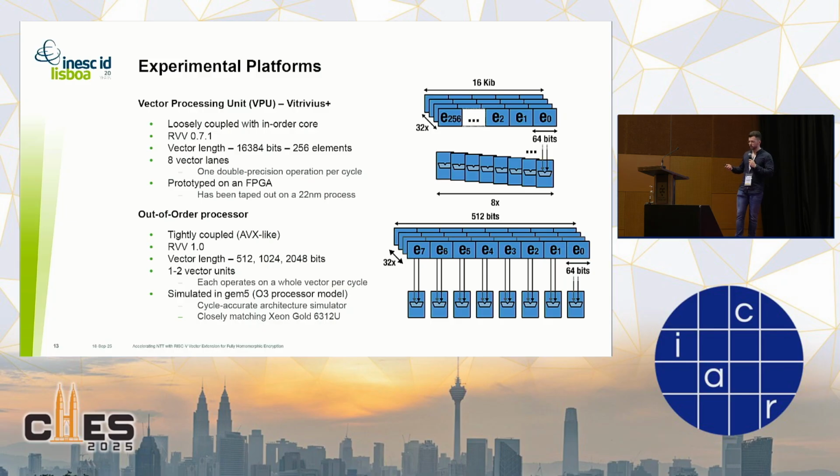This is all simulated in gem5, which is a computer microarchitecture simulator, and we try to match the whole architecture's parameters as closely as possible to a Xeon Gold 6312U, which, as you're going to see, is going to be relevant.